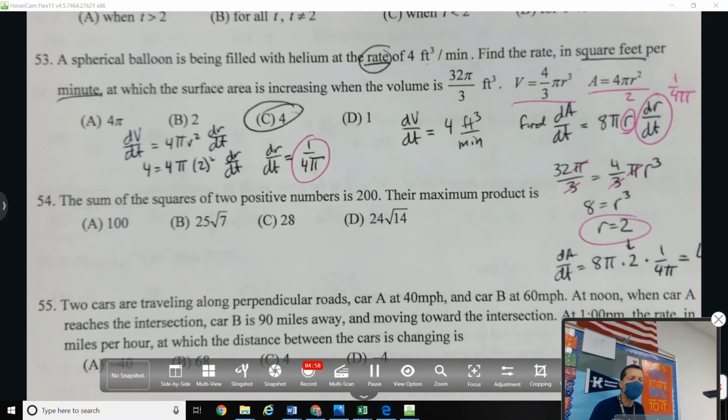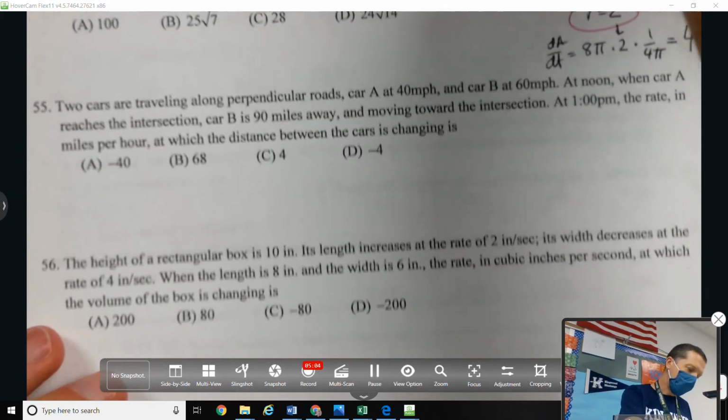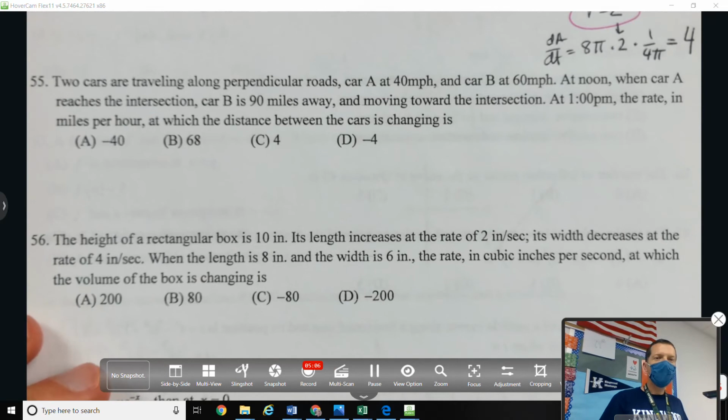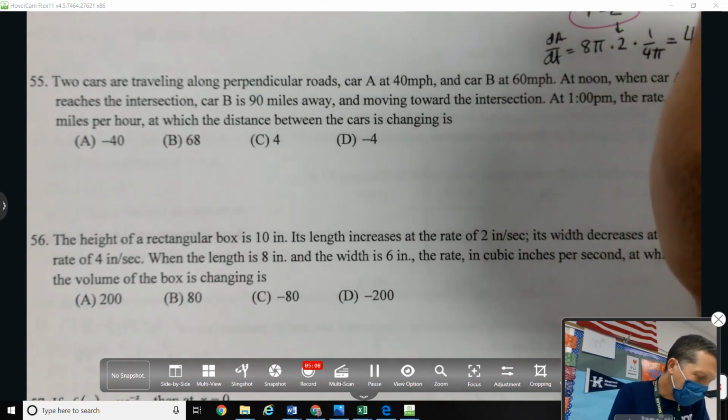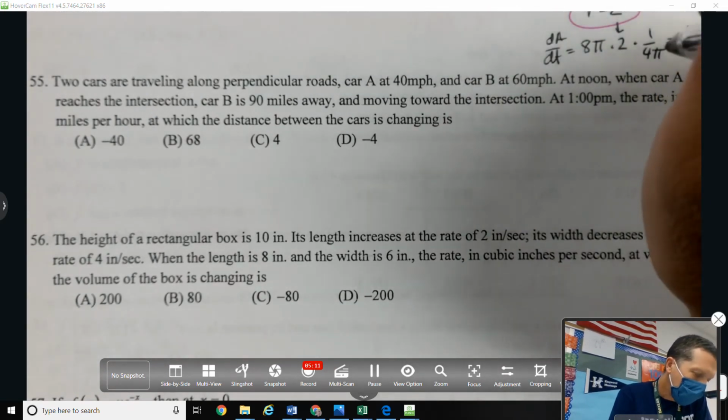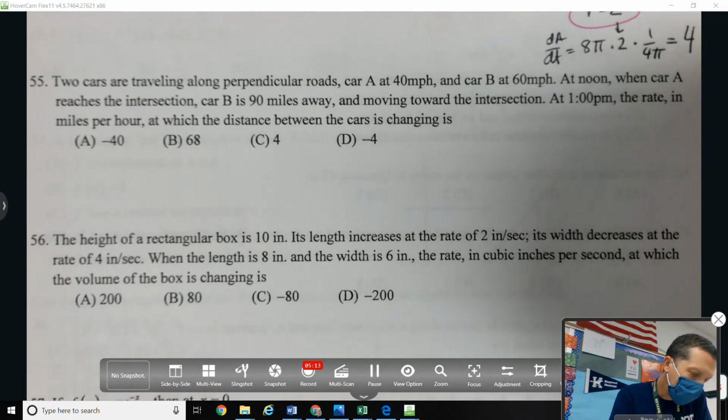Related rates. We hadn't done that in a while. Rachel? 55. Another related rates. Two cars traveling along perpendicular roads. Car A at 40 miles an hour, car B at 60 miles an hour. At noon, when car A reaches the intersection, car B is 90 miles away and moving towards the intersection. At 1 p.m., find the rate in miles per hour at which the distance between the cars is changing.